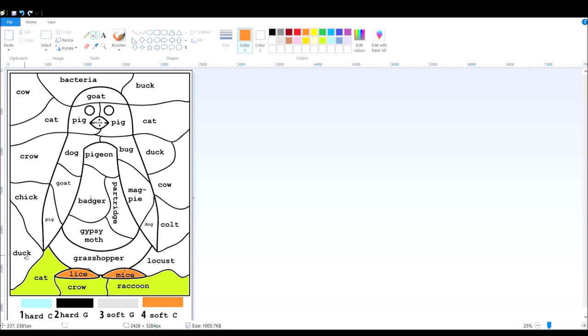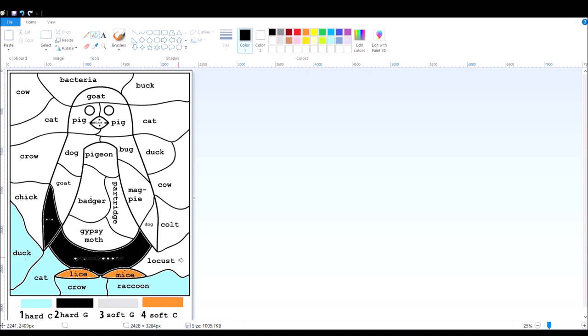Alright, the next one, duck. D-U-C-K. The C is followed by a K and will therefore be light blue. Next one, pig, P-I-G. The G is followed by no letter, is therefore a hard G, and will be black. Next one, grasshopper. The G is followed by an R, is a hard G, and will therefore be black.